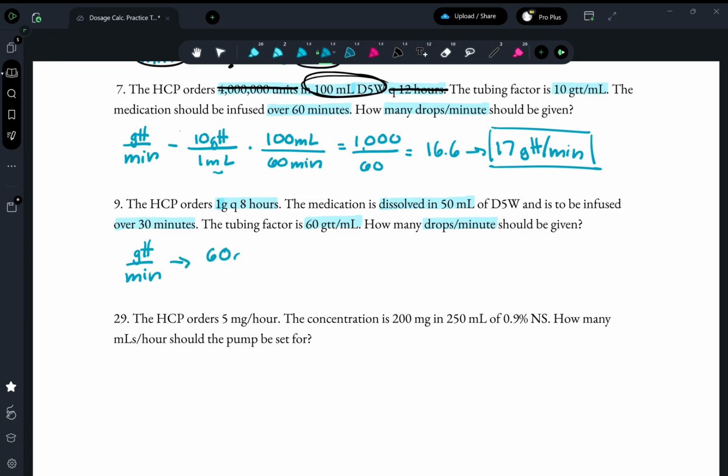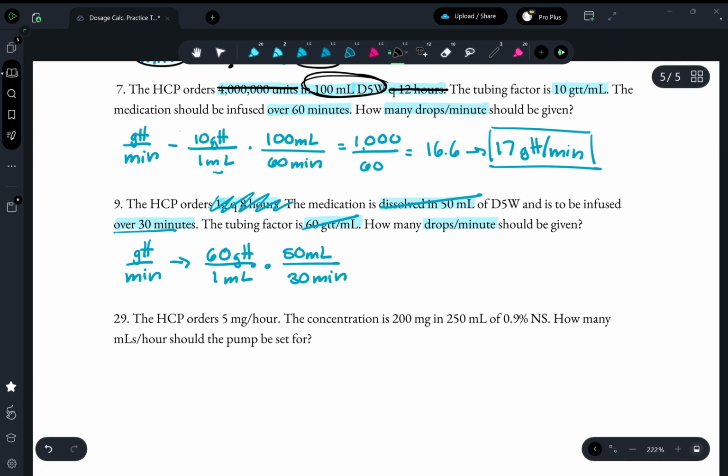We know we have 60 drops per 1 mL. We don't care about our grams, but we do care about that 50 mLs. We have now plugged in that one. All that's left is our 30 minutes, so we put that on the bottom. Do we have our GTT?